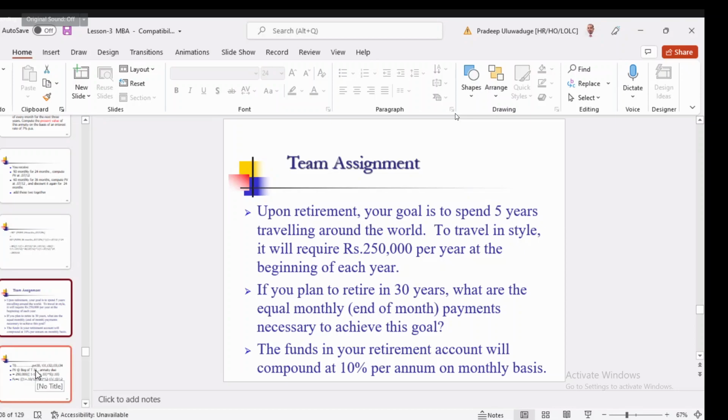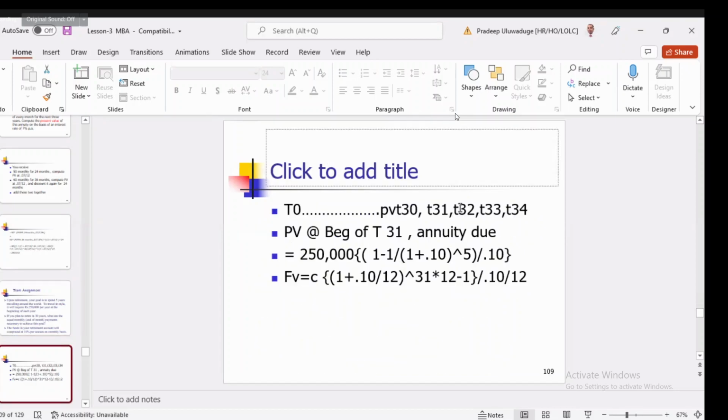Yes. T0 until T30. So at T30, T31, T32, 33, 34, you need five payments, right? One, two, three, four, five. So you are retiring at 30 years. At that point, you need, okay, so this amount we have to first calculate. Then present value at beginning of 31. T31 is an annuity due, right? Annuity due.